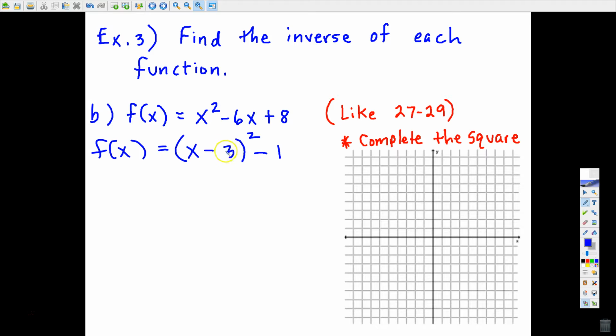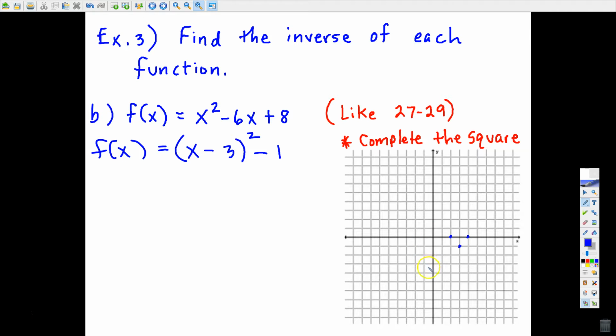So that's nice because we can see the vertex. What is the vertex? 3, -1. And we can go ahead and complete the graph of this. Let's just do a couple more inputs. If we input 2, what's the output? 2, 0, which means I can match that point with this one. We have symmetry around x equals 3.